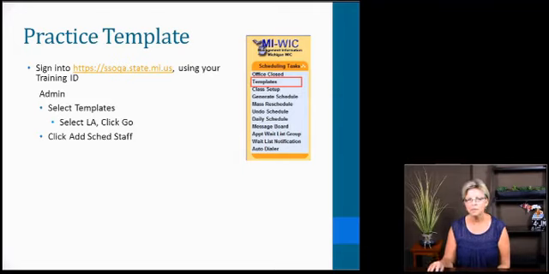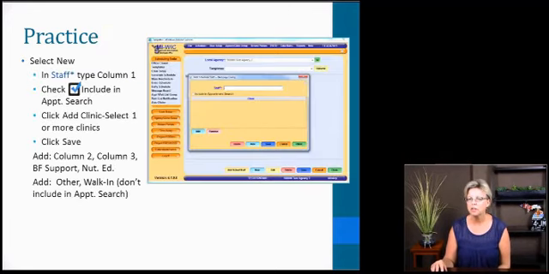And then select the templates, select your LA and click Go. In this situation, we'd like to have you select New, and then in the staff type or column, type column 1, check Include in the appointment search, and then Add Clinic. Select one or more clinics that you normally would work with. You'll notice that the training database looks very much like my WIC. It's a little weird in color, but has the similar elements that you see in your day-to-day WIC program. And then you click Save.